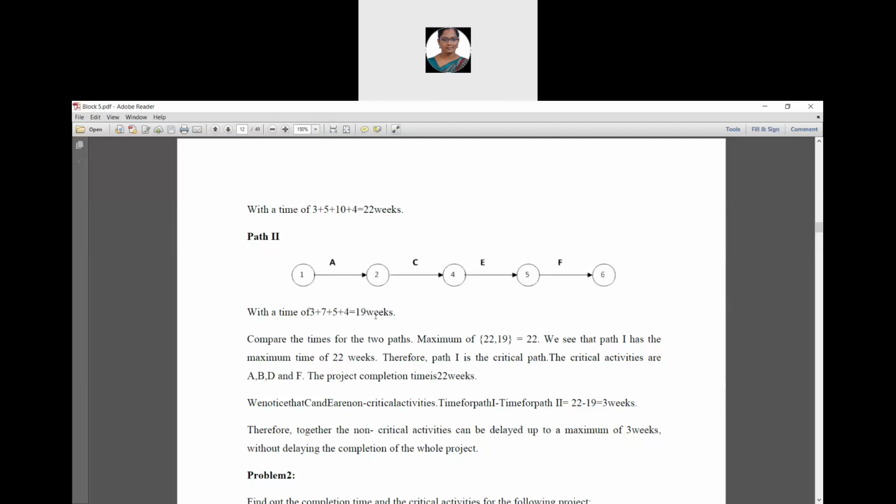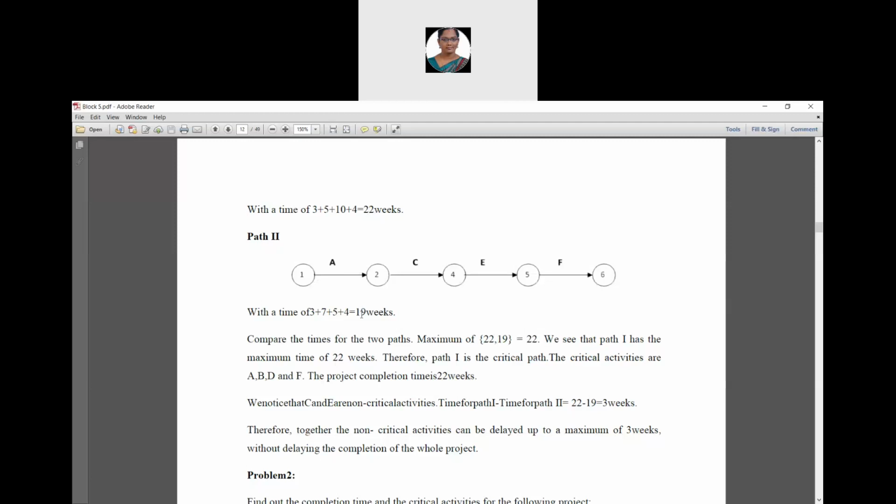19 weeks. Okay, so compare the times for these two paths. What's the definition of the critical path? It is the longest time duration value, the largest time duration value. So we have to find the maximum of 22 and 19. The maximum of the time values of these two paths, 22 and 19, is 22.